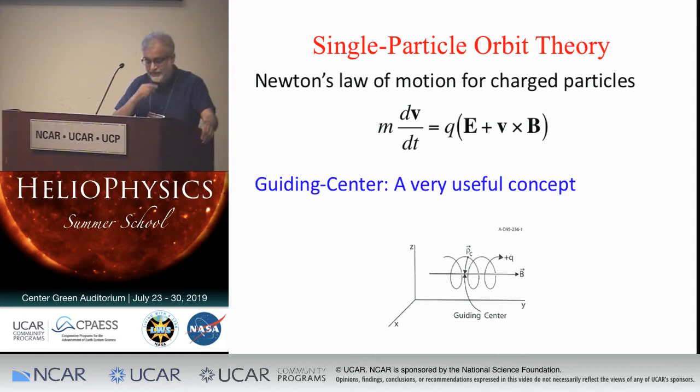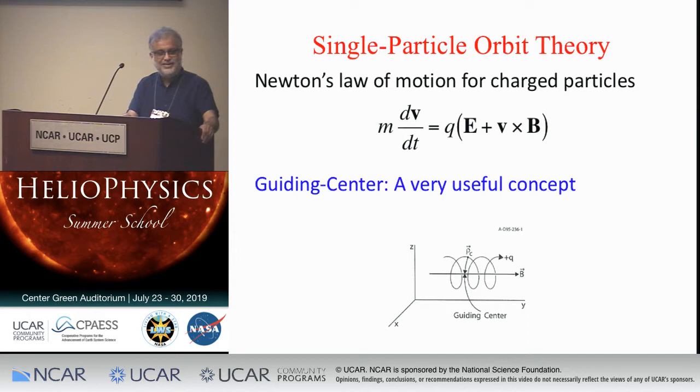Now, suppose you impose an electric field on top of it. If the electric field has a parallel component, it'll just accelerate the particle, right? Suppose I take the parallel component of this equation, m dv/dt on the left-hand side, I have m d/dt of v parallel. On the right-hand side, I have q E parallel. What about the second term, v cross B? What is its contribution?